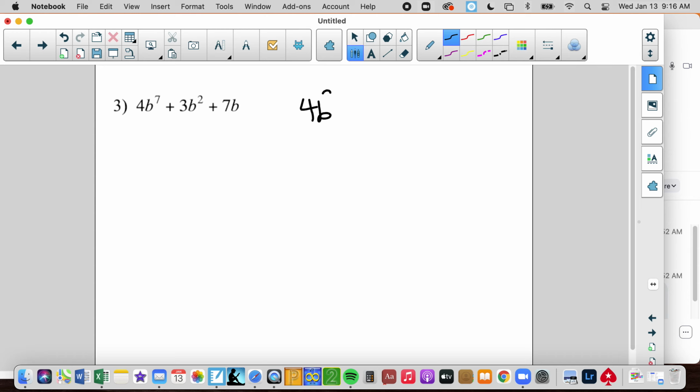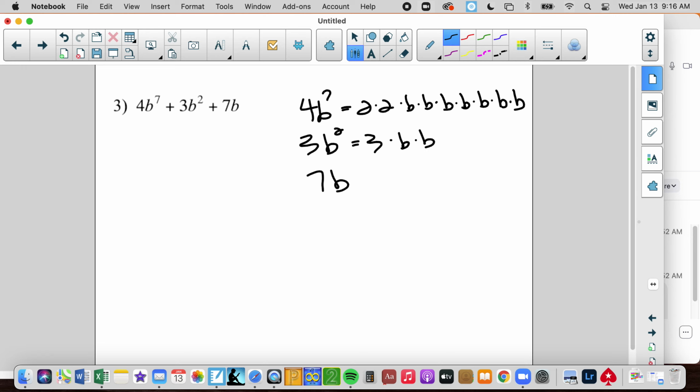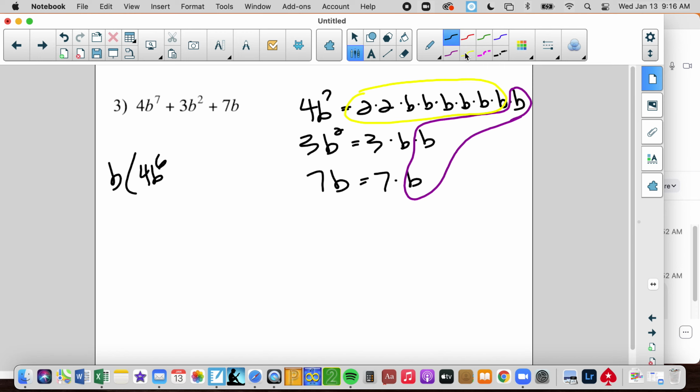So 4b to the seventh, that's a lot of b's, 3b squared, and 7b. They're going to have a b in common, and that's all they have. So we're going to factor out a b, and we're left with 4b to the sixth, 3b, and 7.